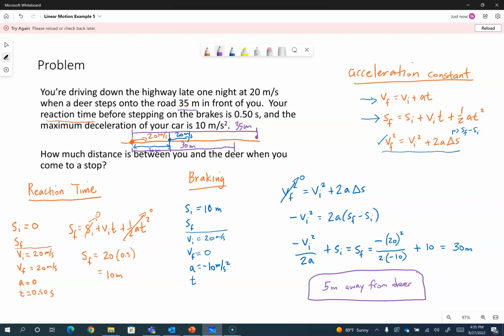Again, we had to break into parts. The reaction time part separate from the braking part, simply because they have different accelerations. No acceleration during the reaction time, and an acceleration slowing us down at 10 meters per second squared.